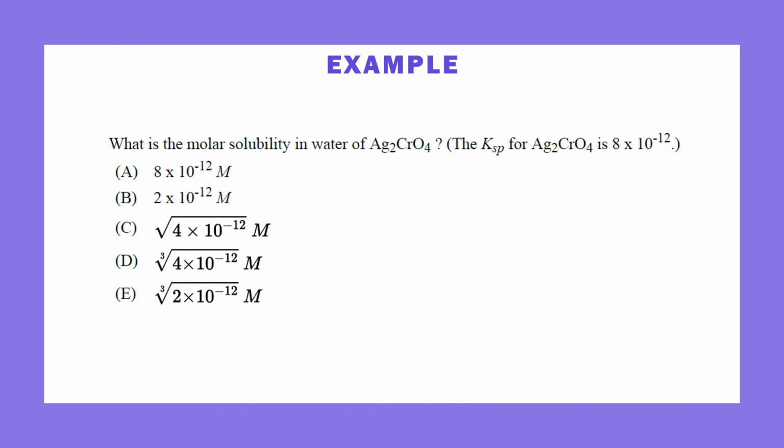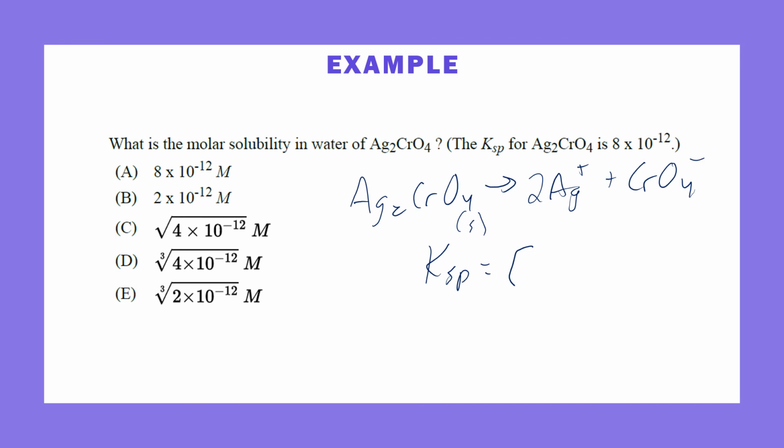Okay, now let's look at some multiple choice questions with Unit 7. The molar solubility in water of silver chromate, and they give you the KSP value. I always recommend writing out the dissolution equation. So you wind up with 2 silver ions and one of these chromate ions. And then your KSP expression winds up being the silver ions squared times the chromate, like this.